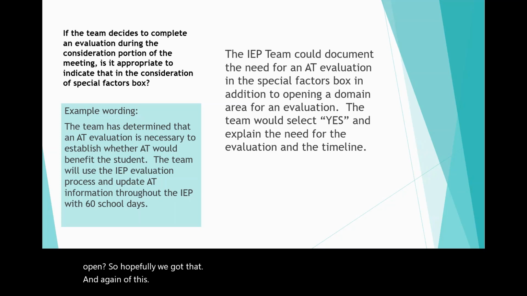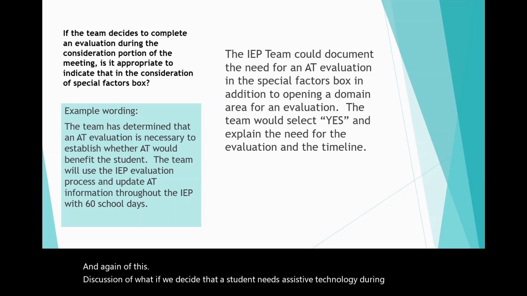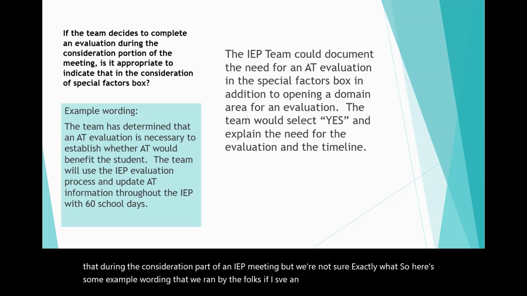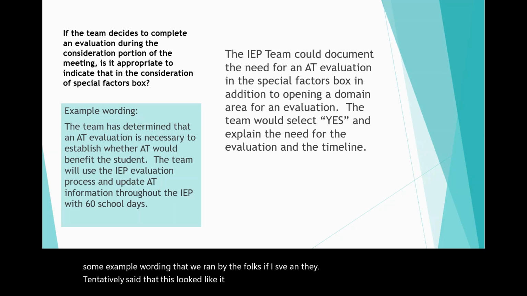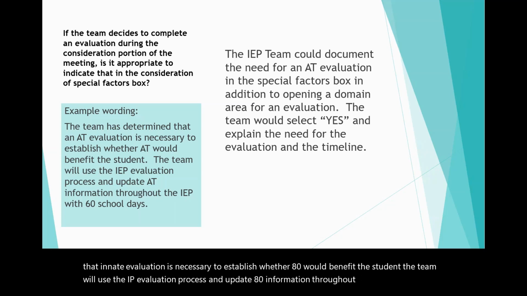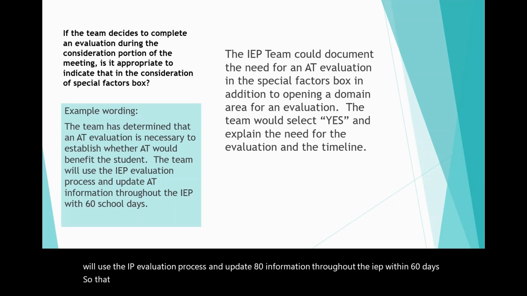And again, this is the discussion of what if we decide during the consideration part of an IEP meeting that a student needs assistive technology, but we're not sure exactly what. Here's some example wording that we ran by the folks at ISBE, and they tentatively said that this looks like it would be acceptable wording. The team has determined that an AT evaluation is necessary to establish whether AT would benefit the student. The team will use the IEP evaluation process and update AT information throughout the IEP within 60 days. So that gets back to, we've got to start an evaluation, so the timelines apply.